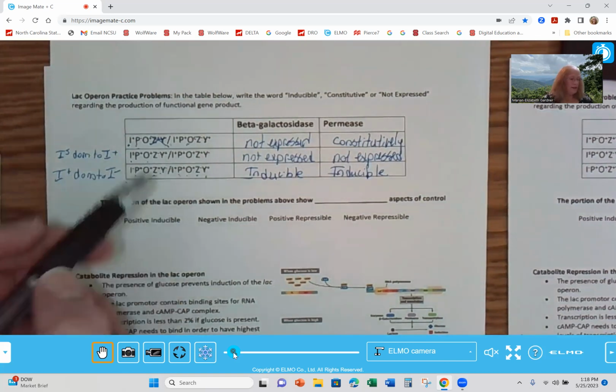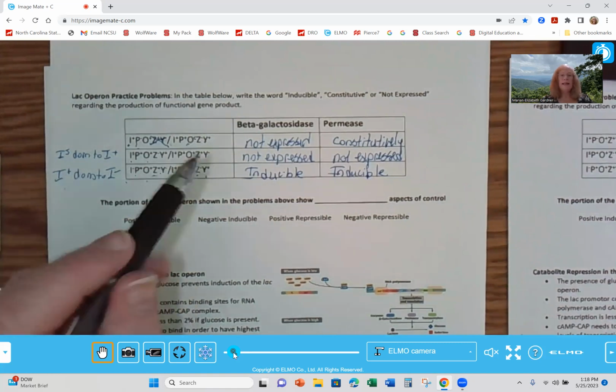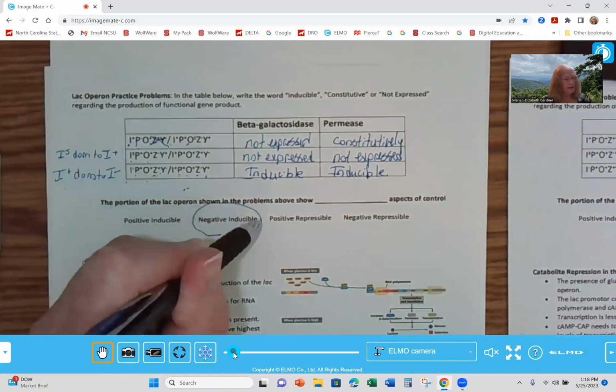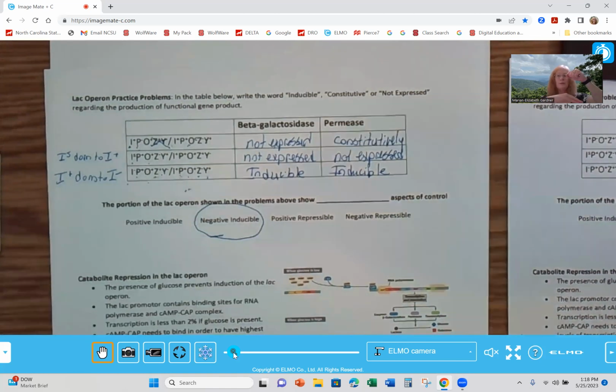It says the portion of the lac operon shown in the problems above, these problems indicate which aspect of control, and that's negative inducible control. Negative control: the repressor binds to the DNA to turn off gene expression. Inducible: allolactose binds to the repressor to allow transcription to occur.